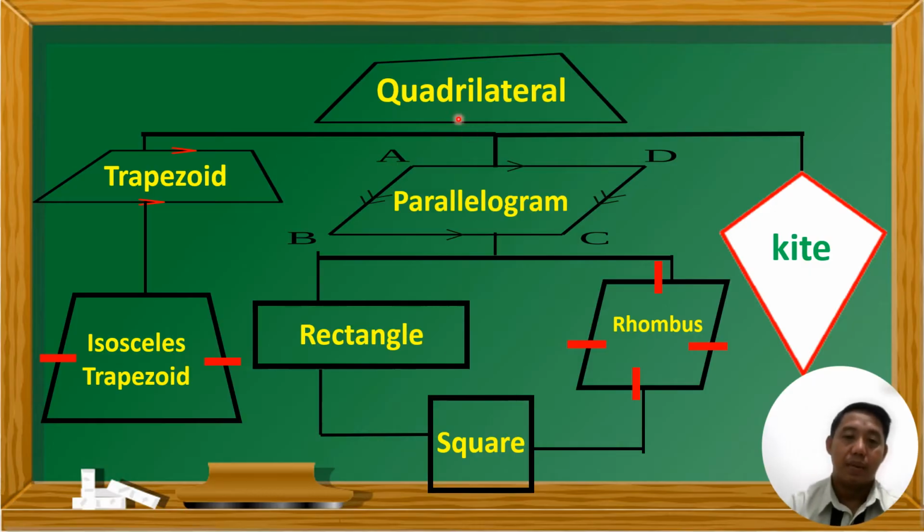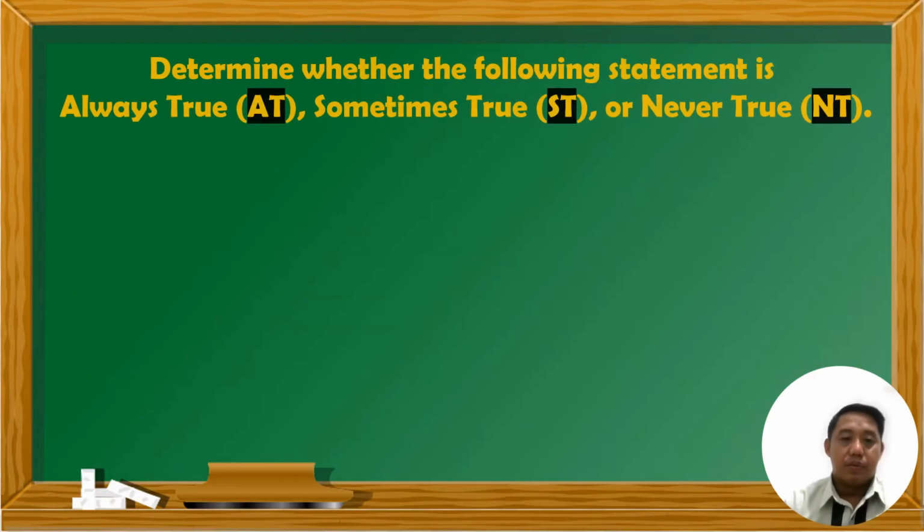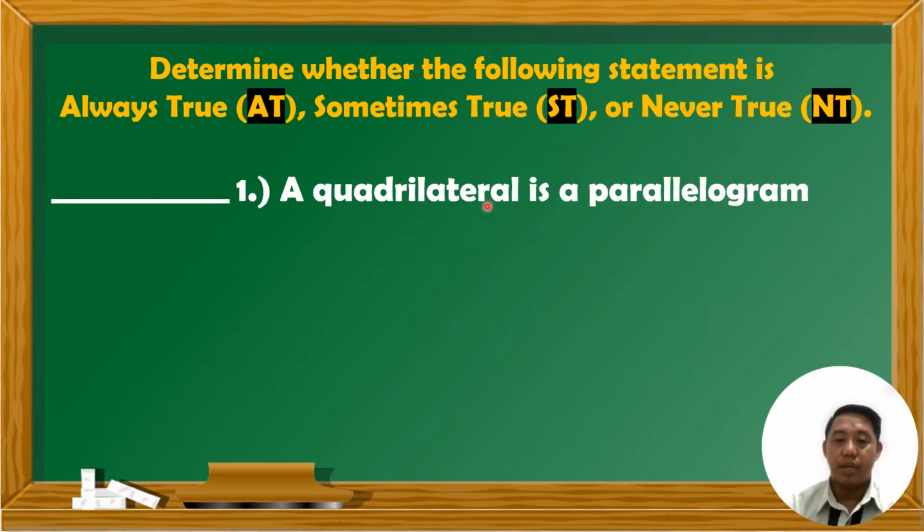So again, pababa, sometimes; pataas, always; and if they don't have a connection, it is never. Okay? So let's try if you can still remember. Determine whether the following statement is always true, sometimes true, or never true.